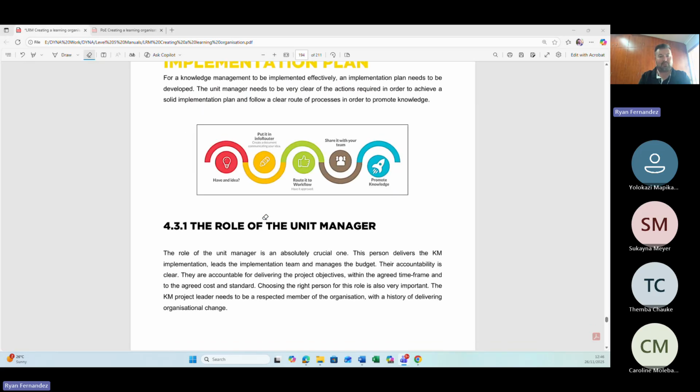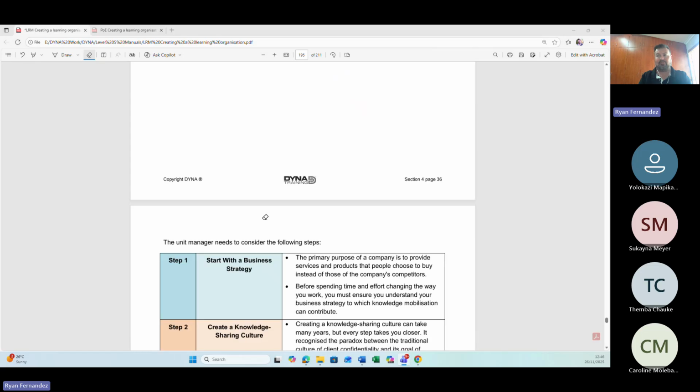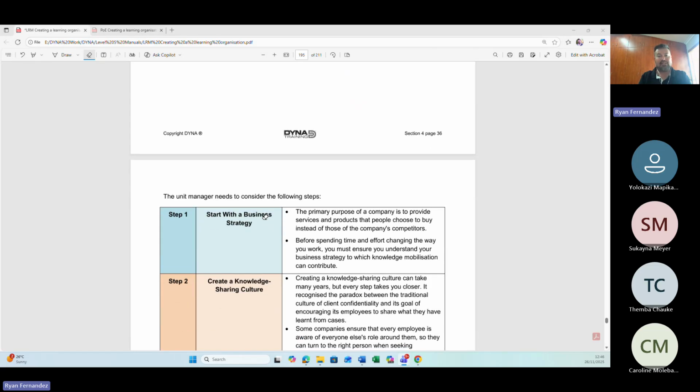Now, the first thing that we need to look at is what is the role of the manager? So if you are a unit manager, you need to be looking at the knowledge that is created out of your team. Now you need to use that, store it, create it, look after it, make sure that we have knowledge that is being used and utilized and mined and being able to create value.